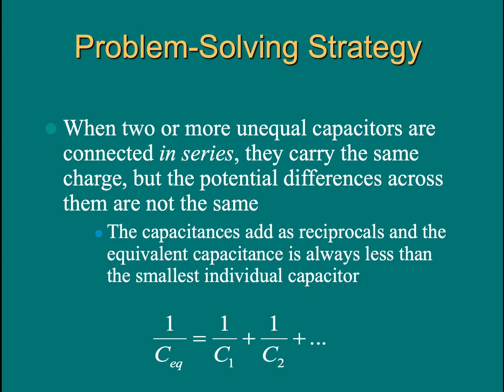When two or more unequal capacitors are connected in series, each plate will carry the same amount of charge, but the potential difference across each capacitor will not be the same. The individual potential differences on each capacitor add up to the total potential difference of the battery. We can use this equation to calculate the equivalent capacitance of an arbitrary number of capacitors connected in series.